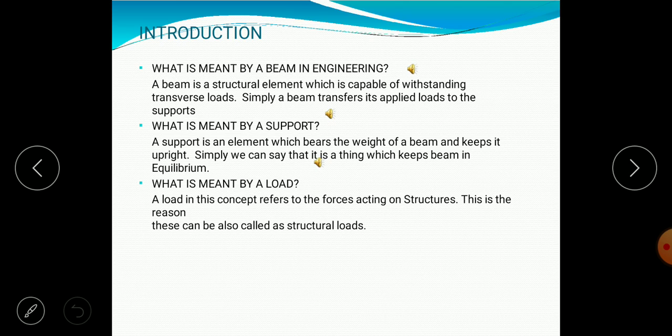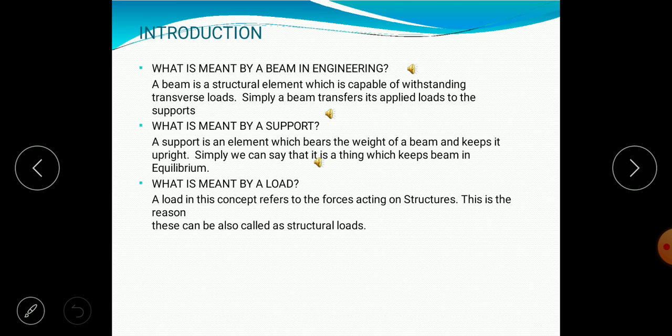So let us discuss support. A support is an element which bears the weight of a beam and keeps it upright. Similarly, we can say that it keeps the beam in equilibrium. Supports are nothing but the two members which are provided at either end of the beam, which will support the load acting on that beam or horizontal member. So that is support. What is meant by load?